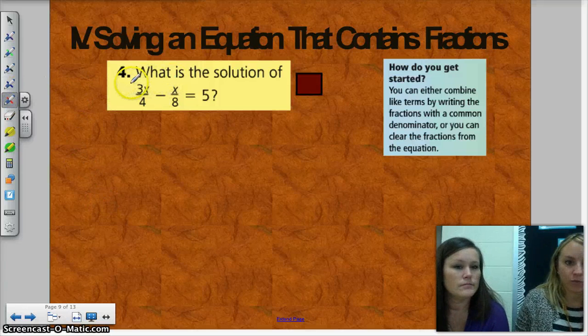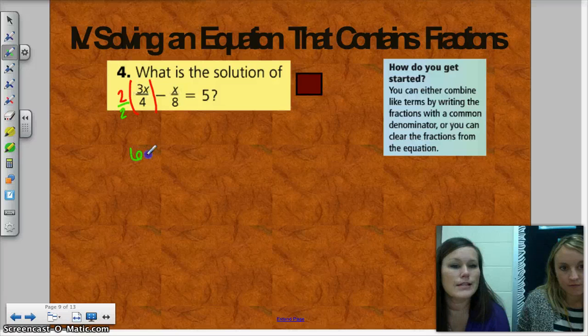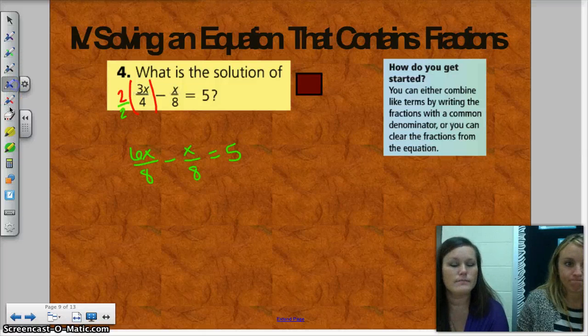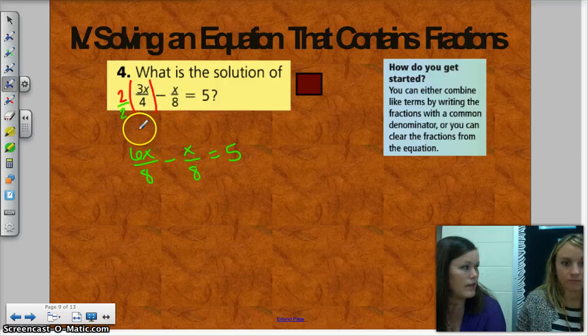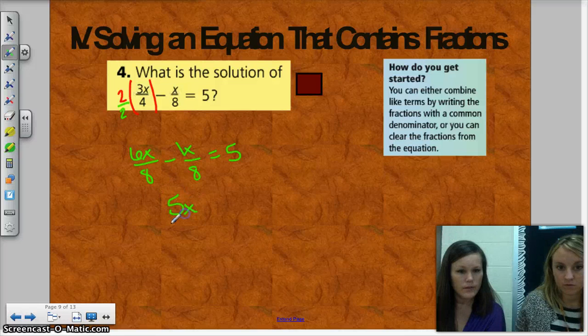So what did you do? I multiplied that by 2 over 2, so that I could have 6x over 8 minus x over 8 equals 5. Does everyone understand that? All we did was just make this 4 into an 8. Found a common denominator. So 6/8 x minus x over 8 is 5x over 8, right? Because 6x minus 1x is 5x over 8.